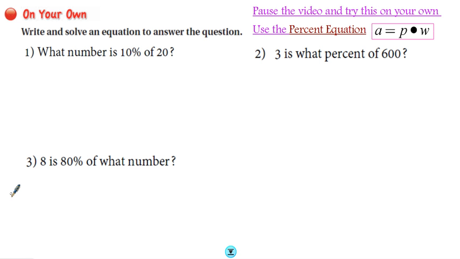Now for the next part, it says on your own, and you have 3 problems. For this part, whenever it says on your own, you're going to pause the video and try these problems on your own. Again, you're going to try these problems, show all the work, and then you're going to come back to the video to check your answers. When you solve, please use the percent equation A equals P times W. So again, pause the video, try the 3 problems on your own, and come back to check your answer. All right?